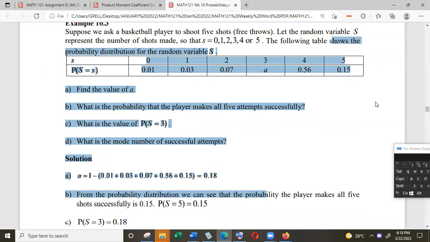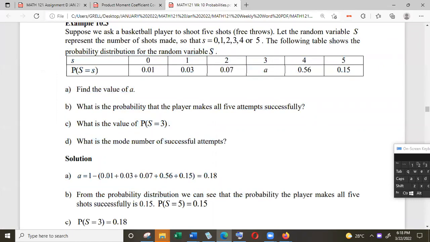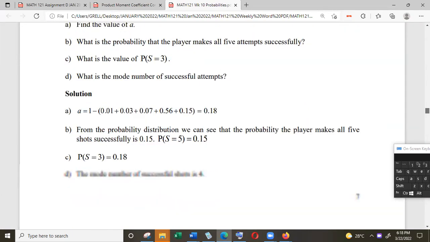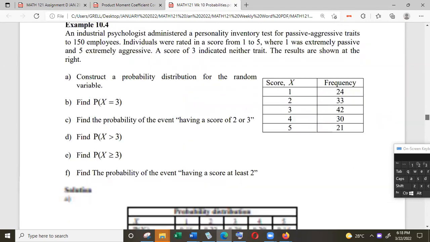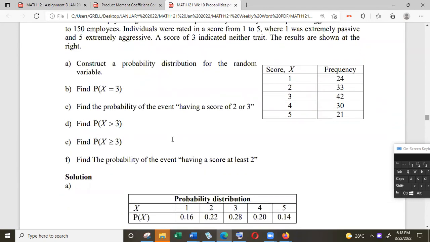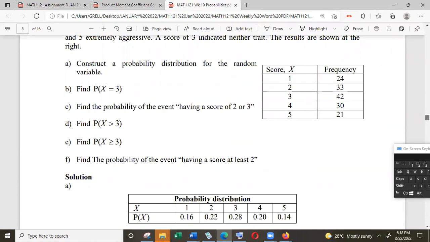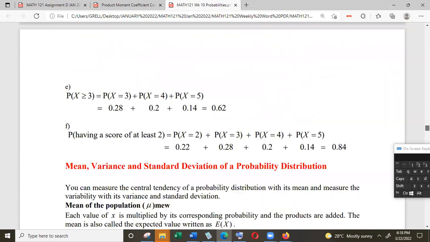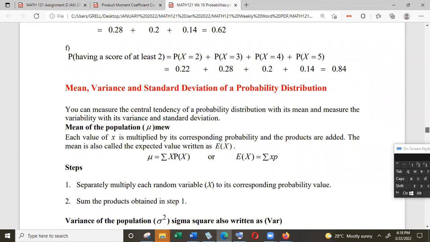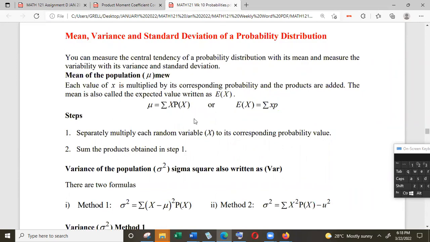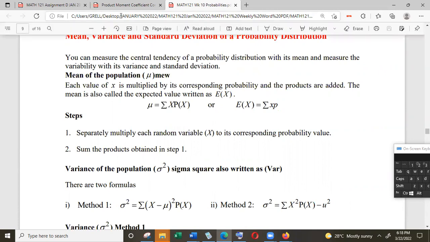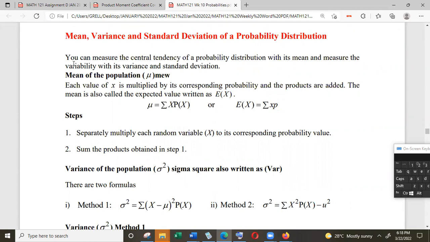So here is an example of the discrete probability distribution. Here we have the examples we did. You have example 10.4. Here you have the symbolism we talked about. And here is what we are looking for: how to find the mean, the variance, and the standard deviation of a probability distribution. You can measure the central tendency of a probability distribution with its mean and measure the variability with its variance and standard deviation.